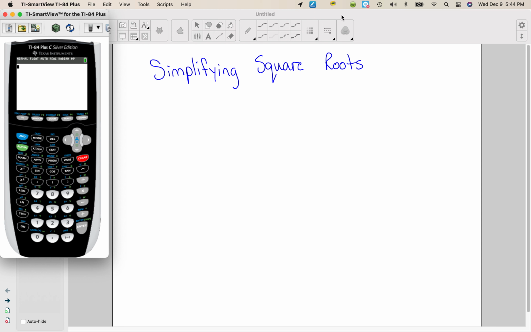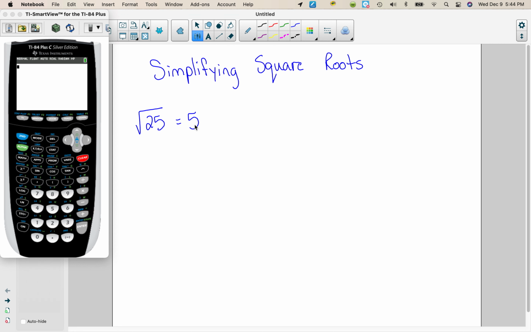I want to show you a real quick video on simplifying square roots. So I know you know things like the square root of 25 is 5. The square root of 81 is 9. So when you're square rooting something, we know that the square root of 25 is 5 because 5 times 5, or 5 squared, is 25.